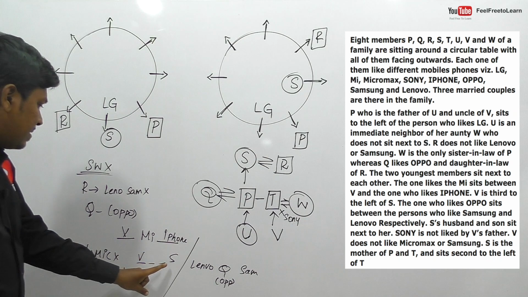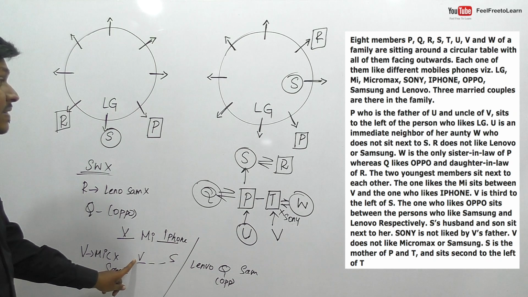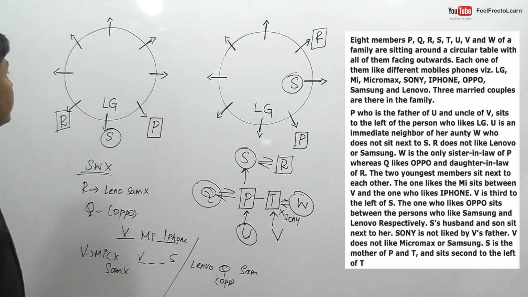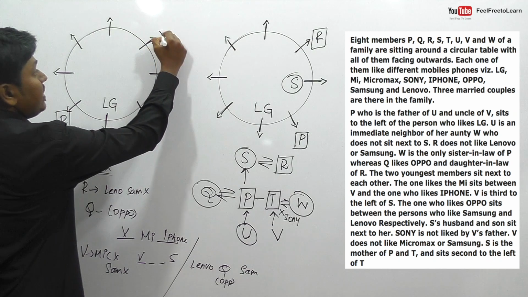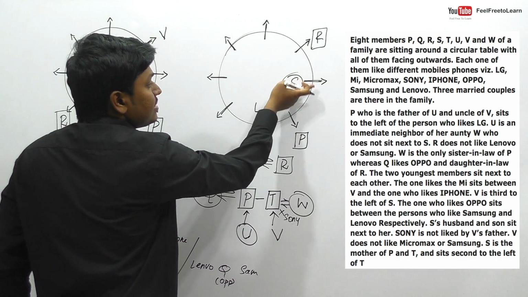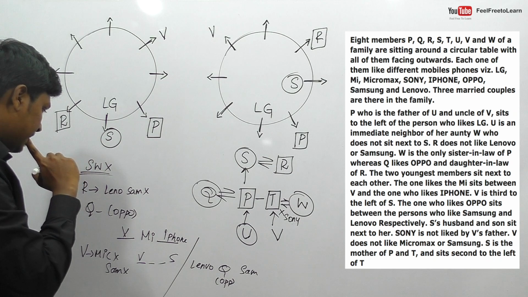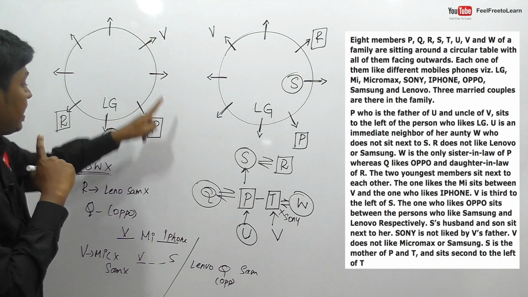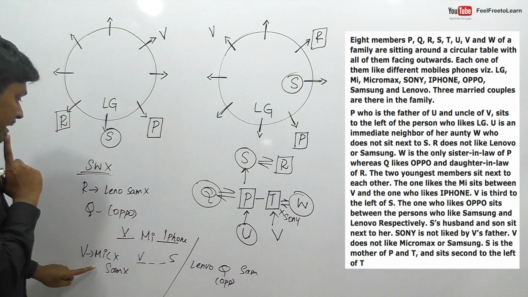The next clue is, friends, let me see. S's left hand side, at the third place V is sitting, right? They have told that at S's left hand side, third place V is sitting, so I think S's left hand side will be this side. So 1, 2, 3, third place V is sitting, so V can be placed here, and we don't know the gender of the person, right? So similarly, if S is here, 1, 2, 3, left hand side third place V is sitting. And between V and MI, so this can be an iPhone person, and V does not like Micromax and Sony.